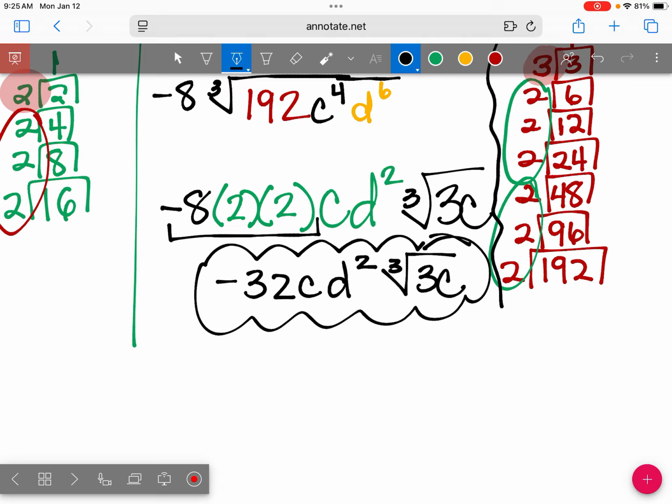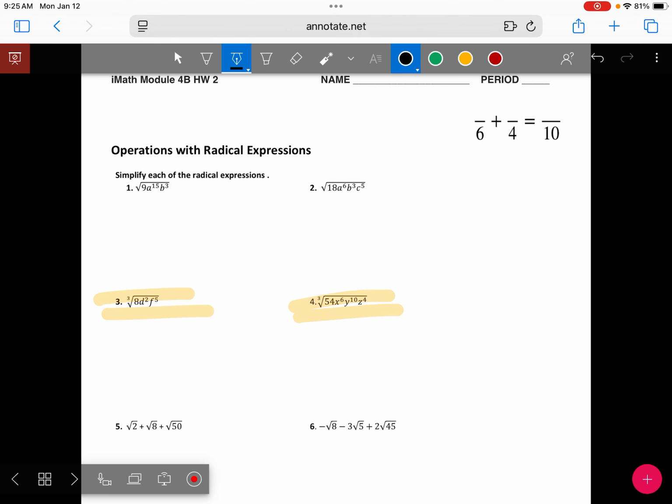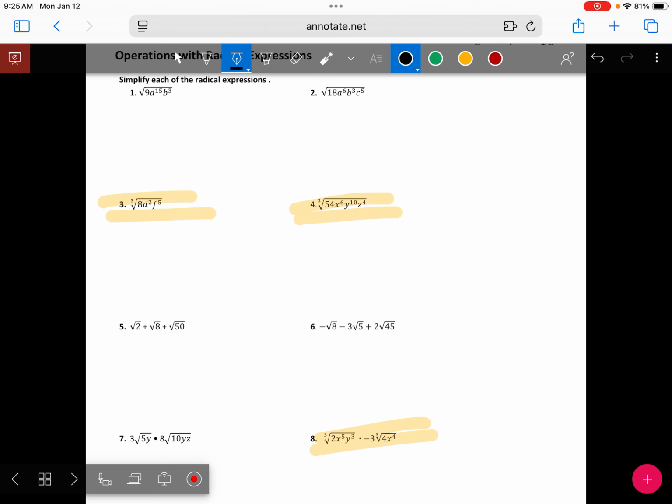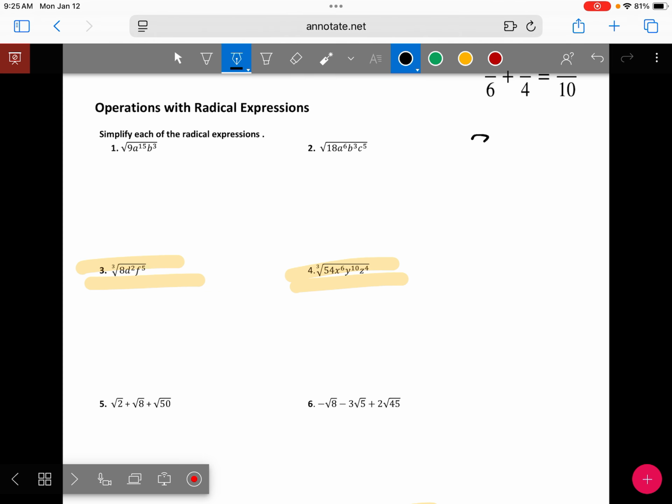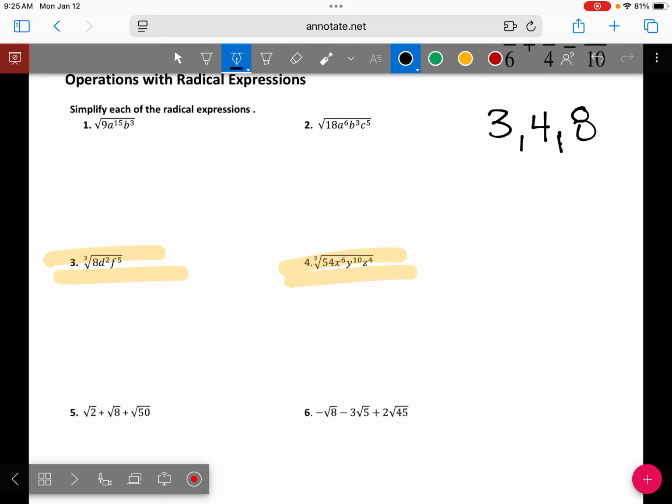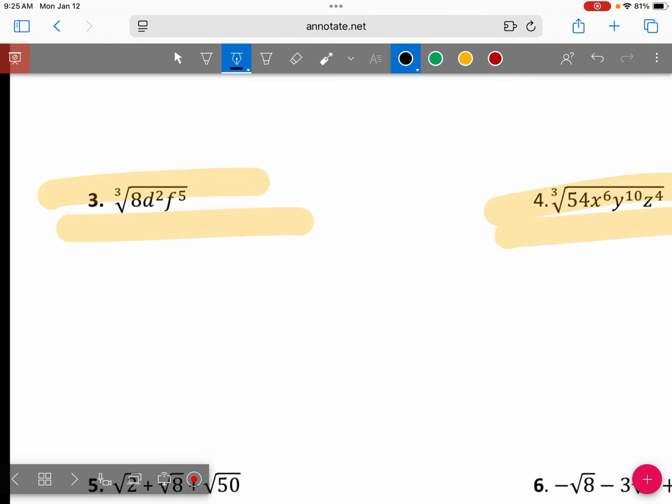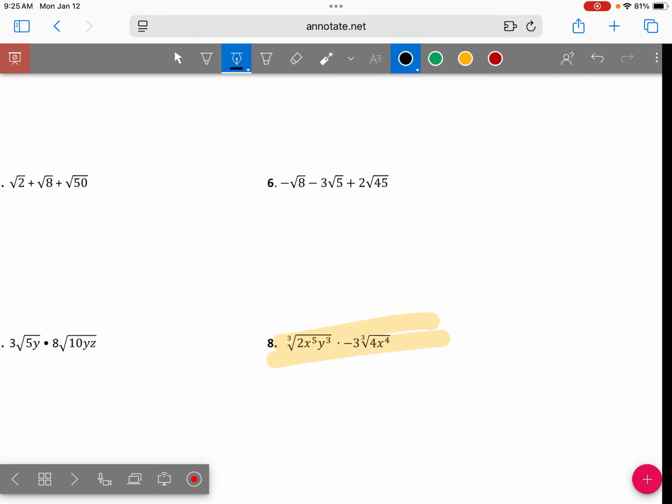All right, now let's go to our homework. Homework 2, just a reminder, is due on Friday, but you really should be finished with it tomorrow. The questions that we're going to focus on today, the ones that I want you to do today are 3, 4, and 8. So I'll get you started with 3. No, actually, you can do 3 and 4 by yourself. Let's look at 8.